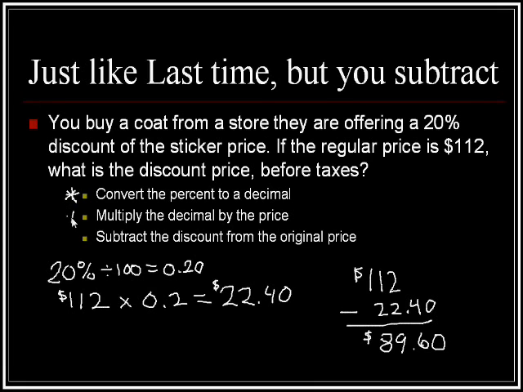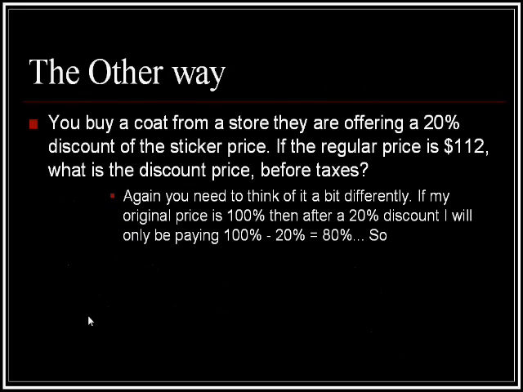Now when we're doing this the other way, you're buying a coat, they're offering a 20% discount off the sticker price. If the regular price is $112, what is the discount price? Think of it this way, $112 is 100% of the price. If you're offering a 20% discount, you're going to be paying 100% minus 20%, gives you 80% of the price. So if 80% is what we're paying, 80% converted into a decimal is 0.8.